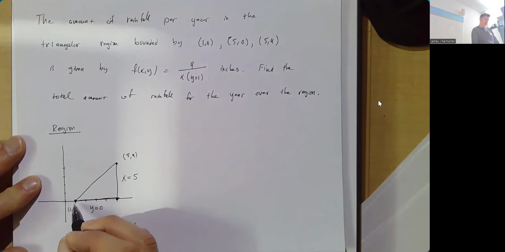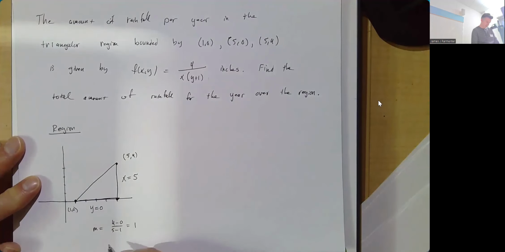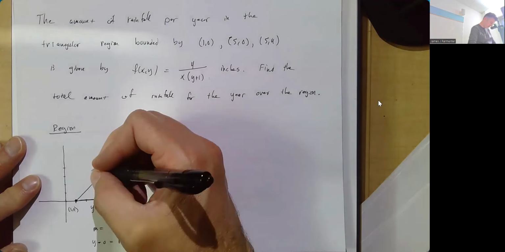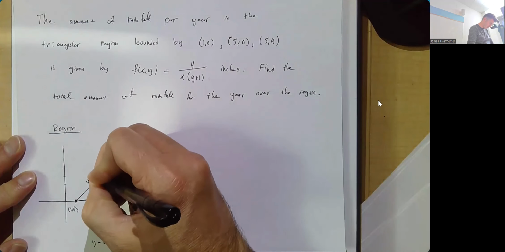I can actually use either point. My x-intercept is 1. My y-intercept would be -1. But I could say that y minus the y coordinate is equal to my slope times x minus the x coordinate. So the equation of that line is just y equal to x minus 1.